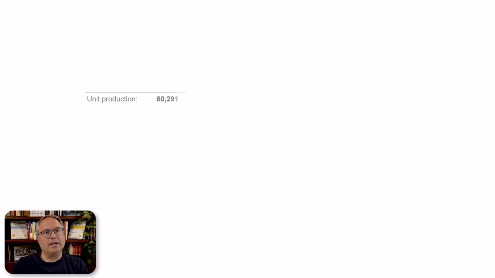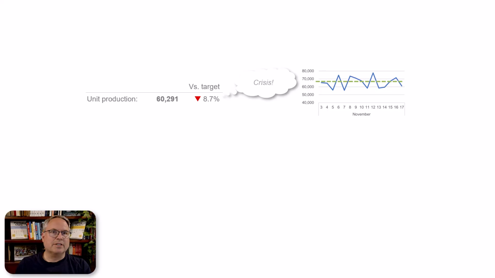Or if we look at something like unit production here, 8.7% below target, that looks like a crisis, right? But just for fun, let's look at the last 14 days of that metric. Okay, so, this is the actual value. The green line here is the target. So, this looked really bad, but is this really bad? Like that, 8.7% below target, that's this little distance here. No, this is just a really volatile metric, right?